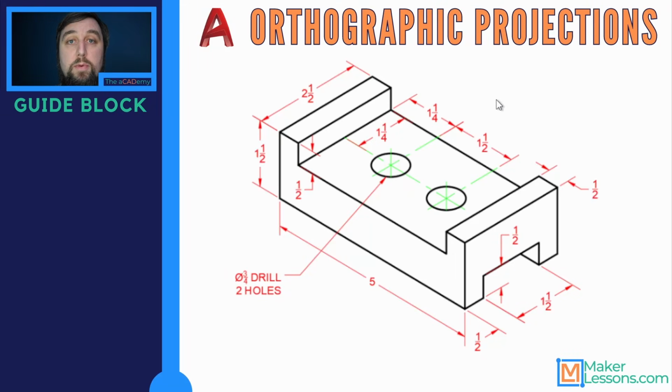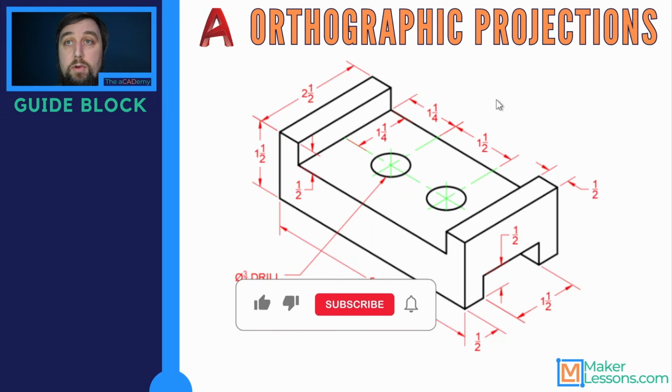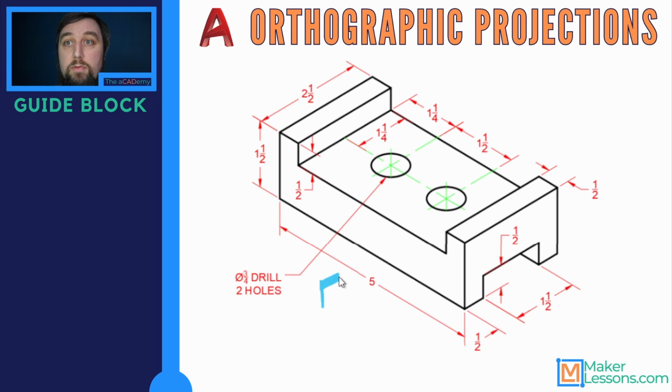Hey, welcome back. Today we're going to draw an orthographic projection in AutoCAD, and that's our standard 3-view drawing. What you see on the screen now is an isometric view, and from our isometric view we can derive our front view, which is this view over here, our right side view, which is over here, and our top view, which is over here. All right, so what do we have to do?